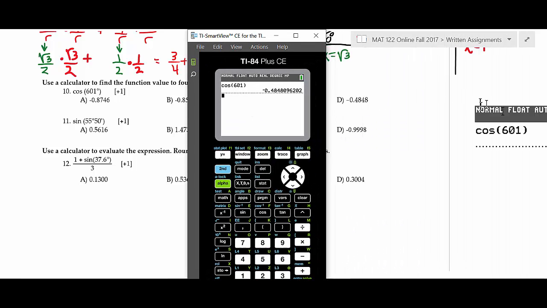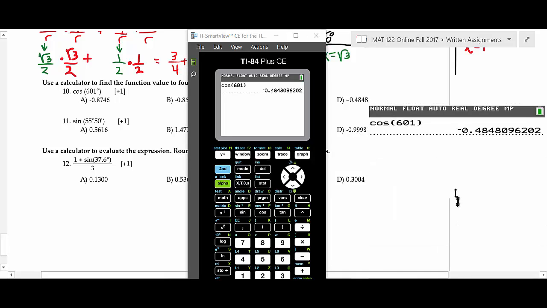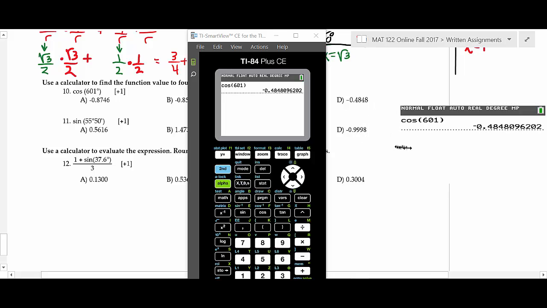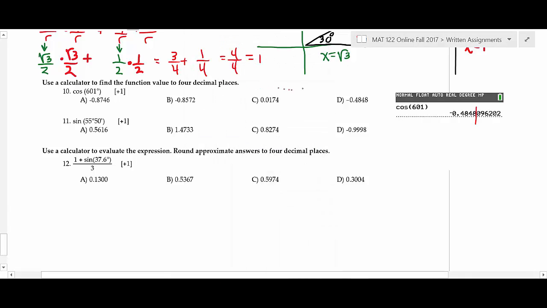I'm going to pull this over here just for reference. That would be what we have there for that answer. If we round that to 4 decimals, that looks like negative 0.4848. So let's see if we have that. That would clearly be choice D on that one.